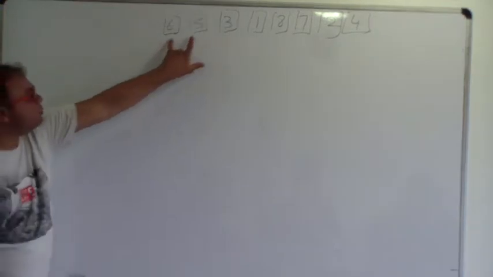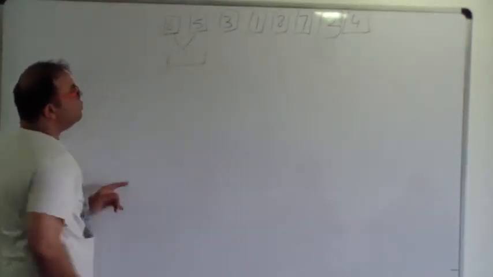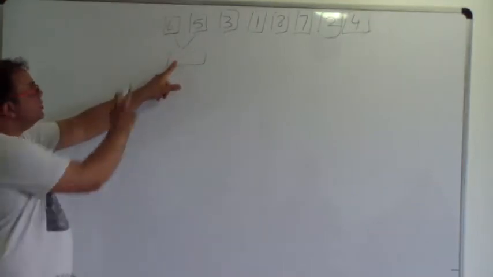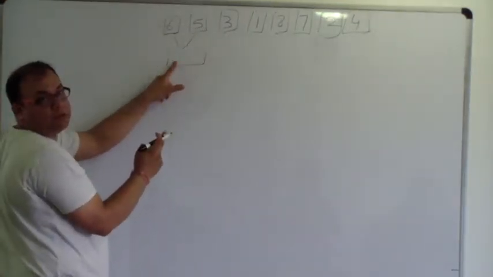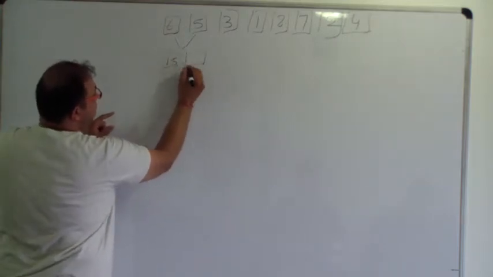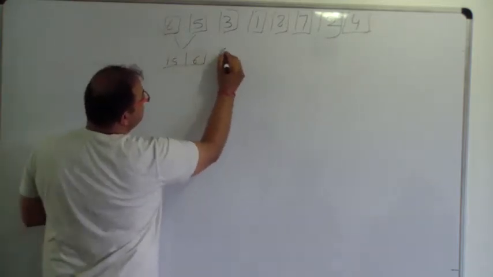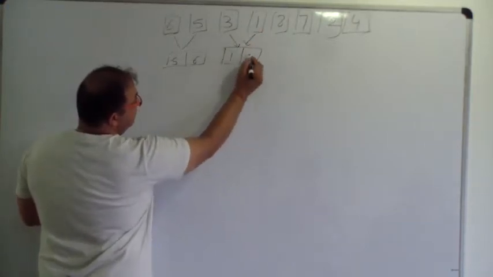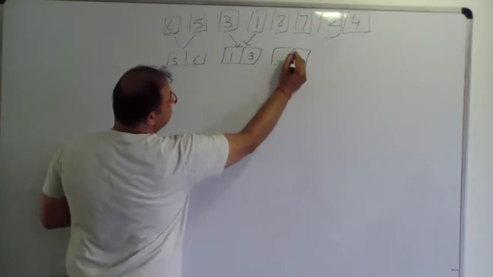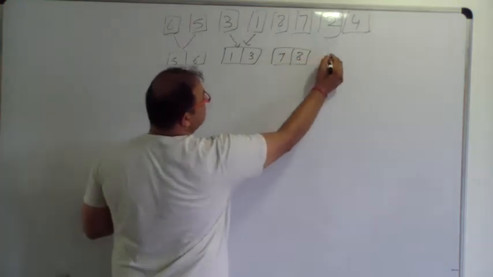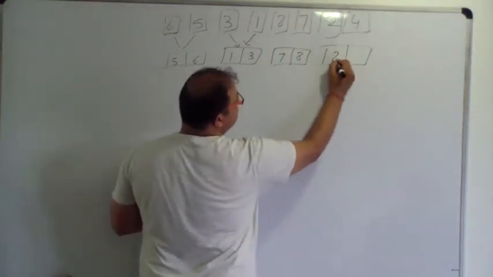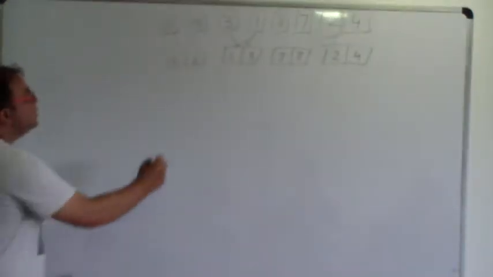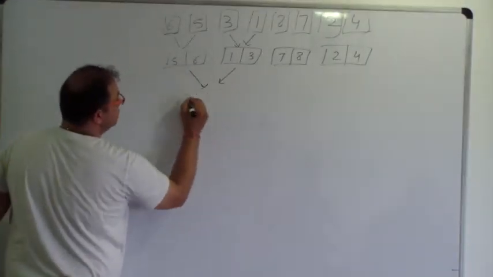Now everything is broken. Now you start merging two at a time. You merge 6 and 5 and figure out what should come. In the first position you compare 6 and 5. Which one is smaller? 5, so 5 comes over here, then 6 comes. 3 and 1: 1 is smaller, so 1 will come and then 3. 8 and 7: 7 will come and then 8. 2 and 4: 2 and then 4.